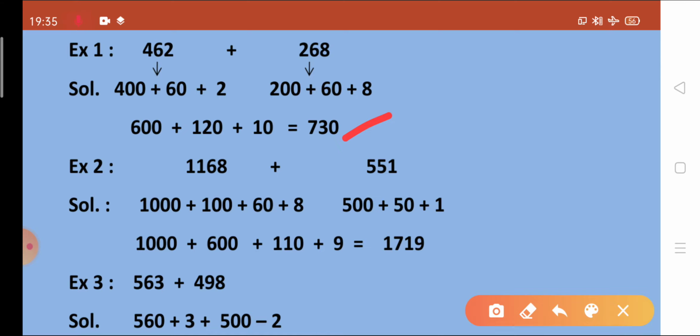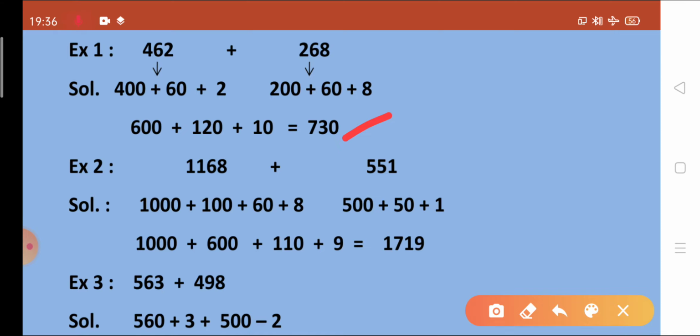Let's do another example with a bigger number. So I have taken 1168 plus 551. I've broken 1168 into 1000 plus 100 plus 60 plus 8 and 551 into 500 plus 50 plus 1. For the 1000, there is no thousands place, nothing in the other number's digits.